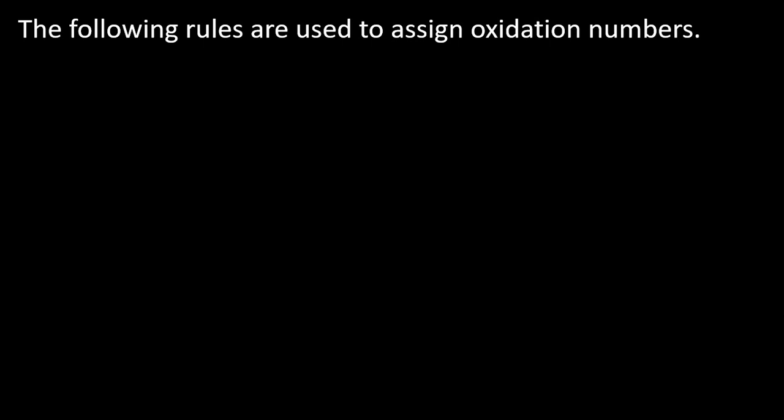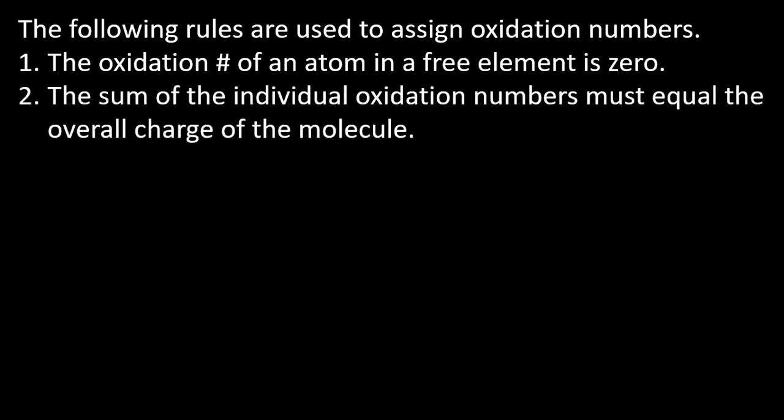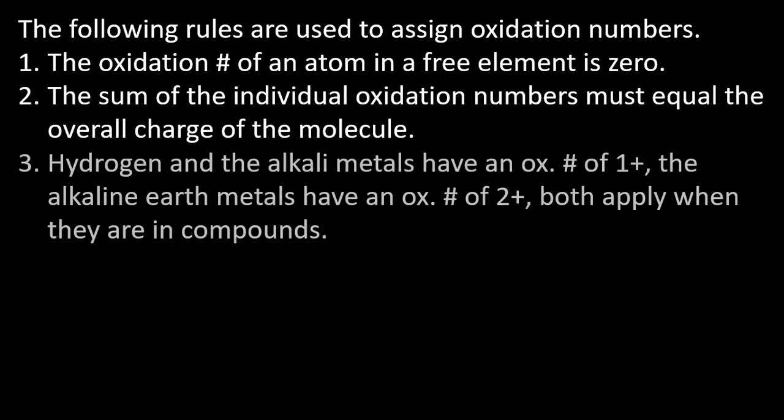So in order to assign oxidation numbers, these are the rules that we use. First of all, the oxidation number of an atom in a free element is always 0. Secondly, the sum of the individual oxidation numbers must equal the overall charge of the molecule. Hydrogen and the alkali metals, so first column elements, they always have an oxidation number of 1+. The alkaline earth metals have an oxidation number of 2+. And both of these apply when they are in compounds.